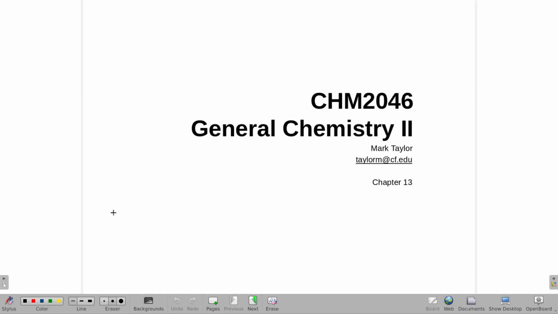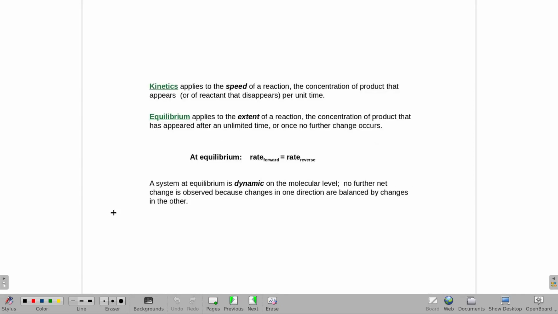Alright, in this chapter, chapter 13, we are going to look at equilibrium. Now, it's related to our chemical kinetics. Kinetics applied to the actual speed of a direction, or speed of a reaction. Now, it's specifically in the arrow of a reaction. So we have reactants go into products. Kinetics dealt with the speed that this happens.